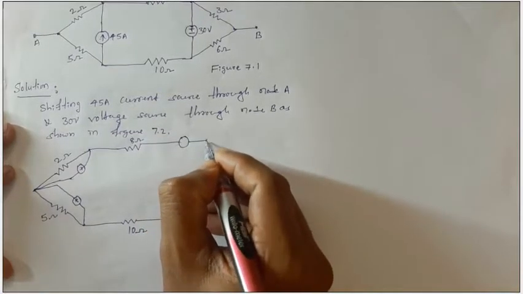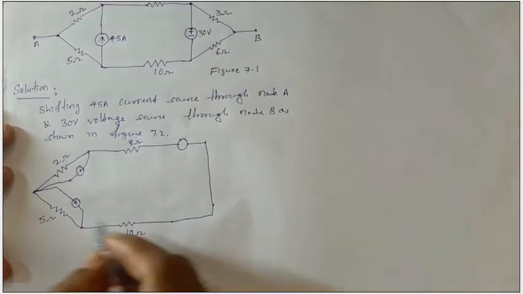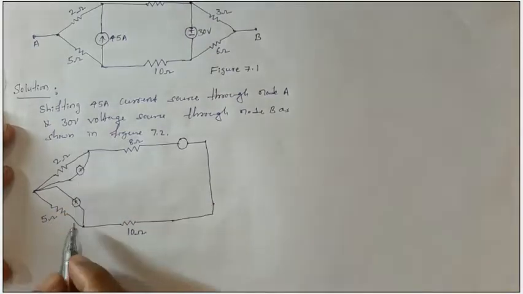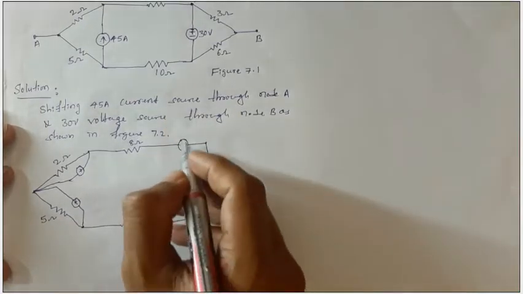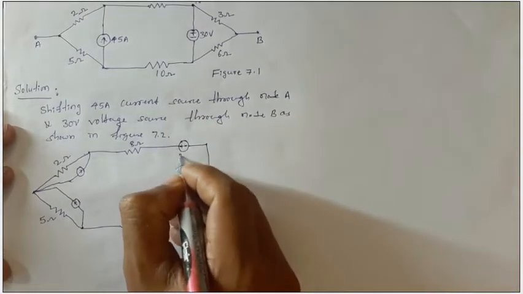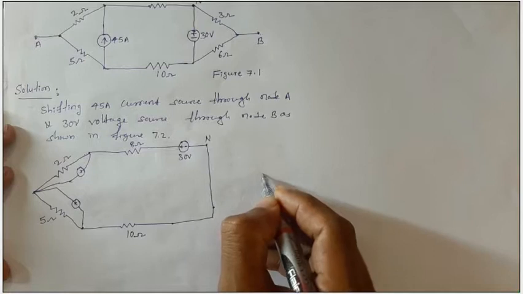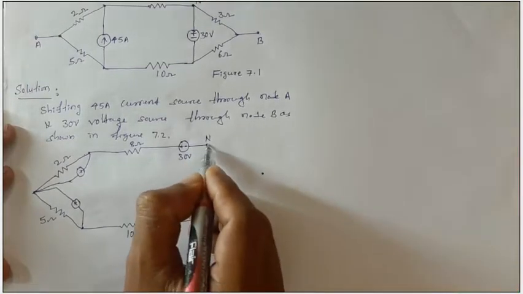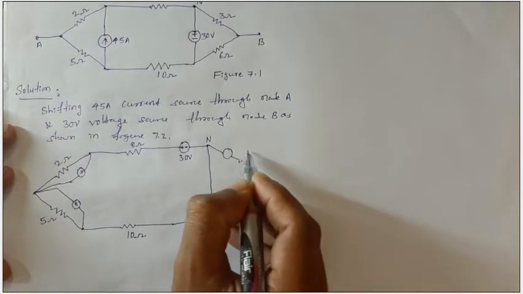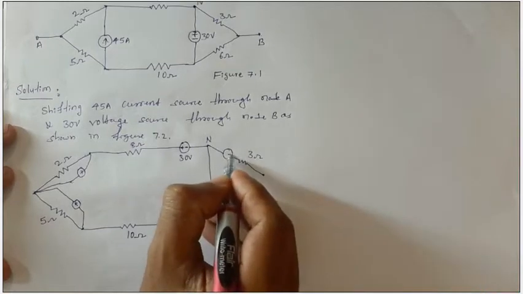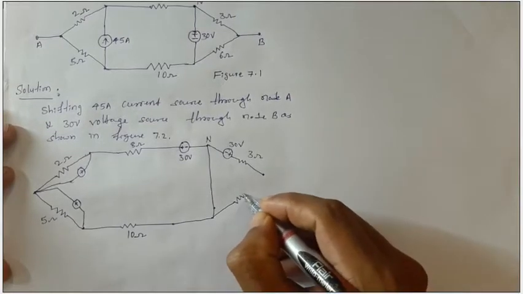Let us consider this is node N, and after shifting it will be short circuited. Here also there is a connection, dear students, from this point to this point via this current source. Here also there is a connection. After shifting, no source will be there. This is plus and minus 30 volts, and this is node N. Even this particular voltage source should be shifted through this branch. So this is 3 ohm and this one is plus minus 30 volts, and this is as it is 6 ohm.